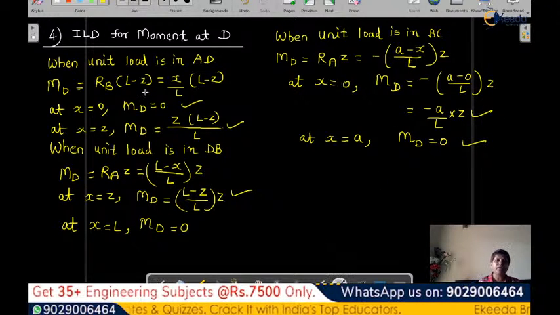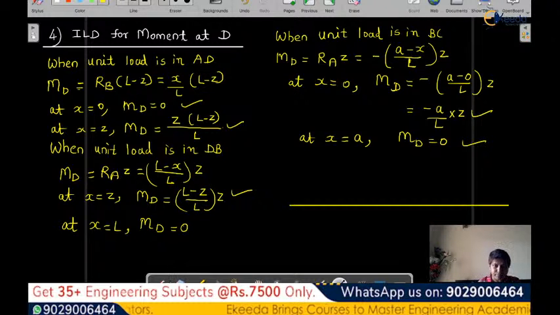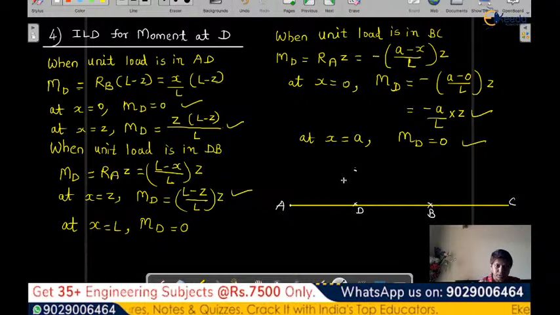And then it will give us the influence line diagram for moment at D. So let's draw how it will look like. This is our overhang beam. This is our point A, this is our point B, point C. This is point D. At X equal to 0, moment at D is 0. So this is the 0 point. At X equal to Z, this is Z into (L minus Z) by L. So at X equal to Z we are getting a point. When the unit load is in this region, then also we are getting this value. When it is in this region, at this point we are getting the same value.